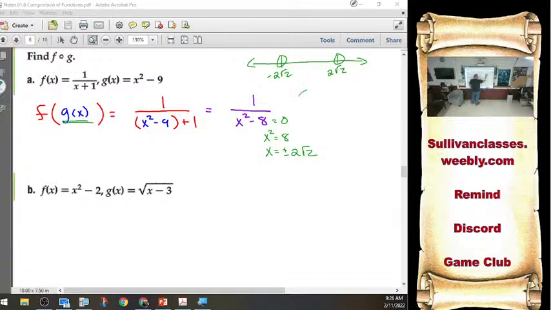So my domain will be negative infinity to negative 2 root of 2. Can't touch this. Negative 2 root of 2 to positive 2 root of 2. Can't touch this. And then from 2 root of 2 to infinity. Triple union with simplified radicals in it. That's why we had to know algebra 2 to come up here.